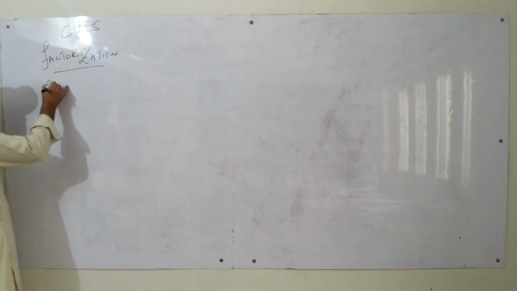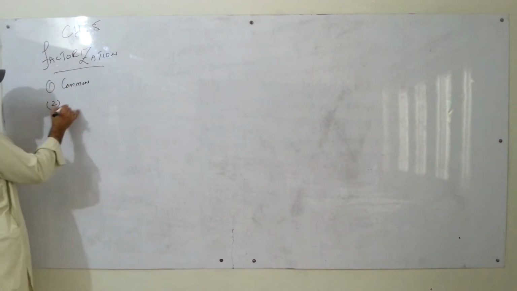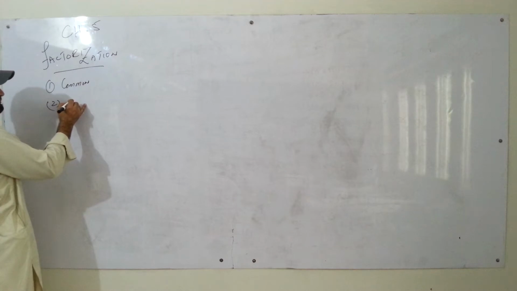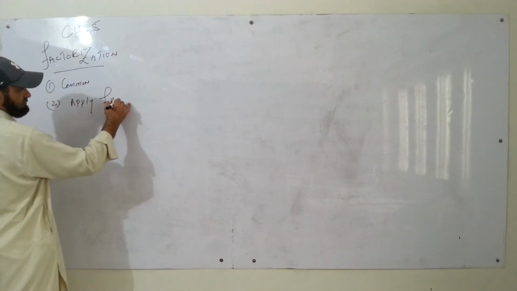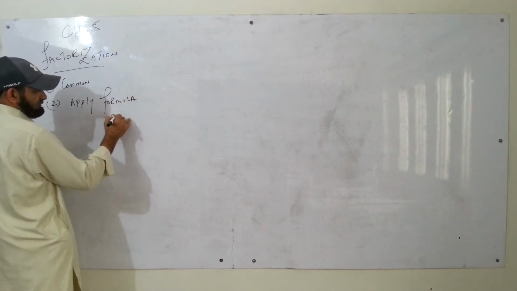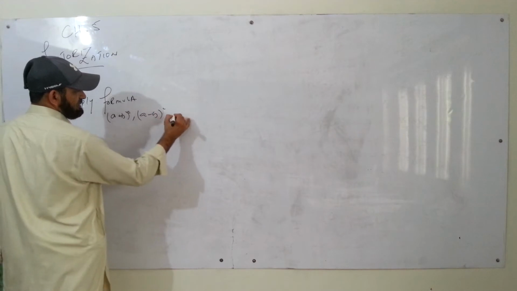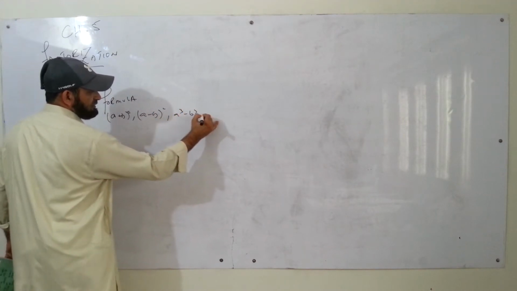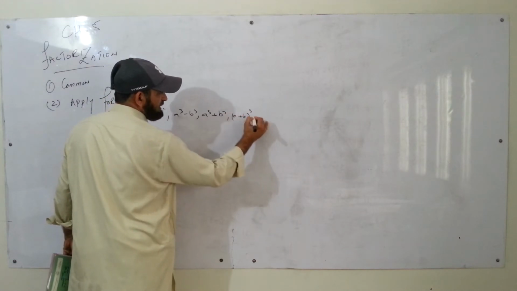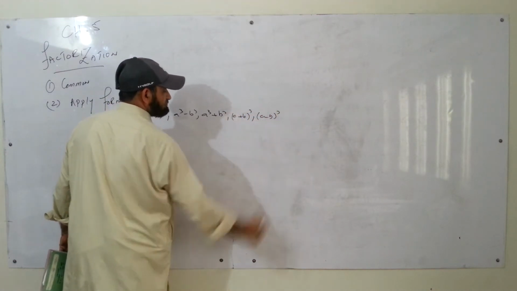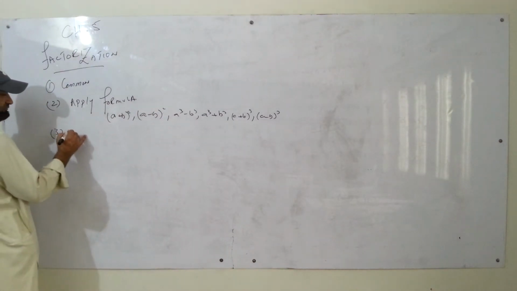Now, the first method: take common. Second method: apply formula. The formulas are a plus b whole square, a minus b whole square, a cube minus b cube, a cube plus b cube, a plus b whole cube, and a minus b whole cube. Apply any one of them.